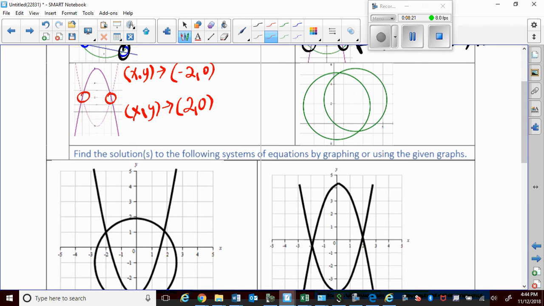Next set, our last set here, 0.5, comma, 5.1 is my first set of coordinates. The second set is 2.5, comma, negative 0.9. And we circle there and there.